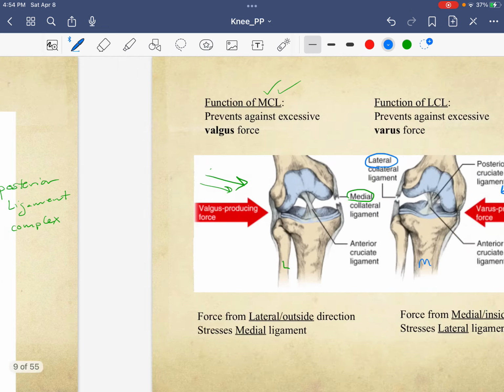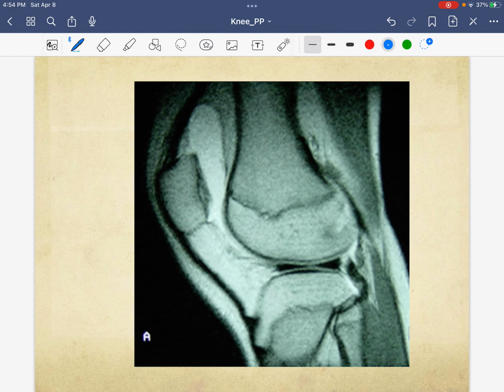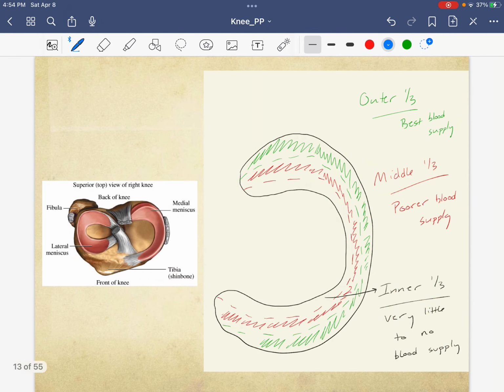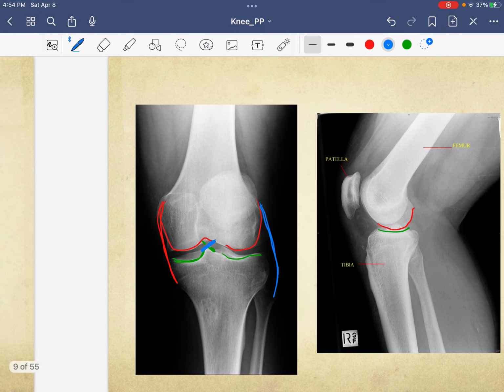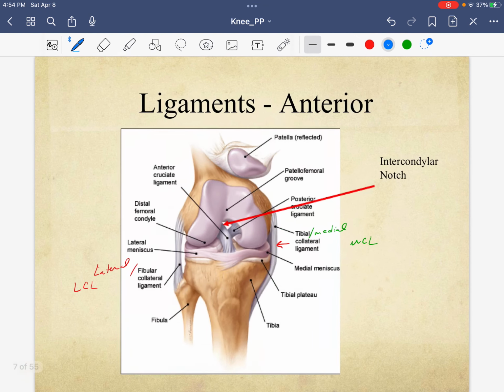Okay, let's talk about these menisci. Everyone's heard of the meniscus, right? I think so. Let me go back. Sorry if I'm giving you a headache moving back and forth so much. This is a nice picture to start with.